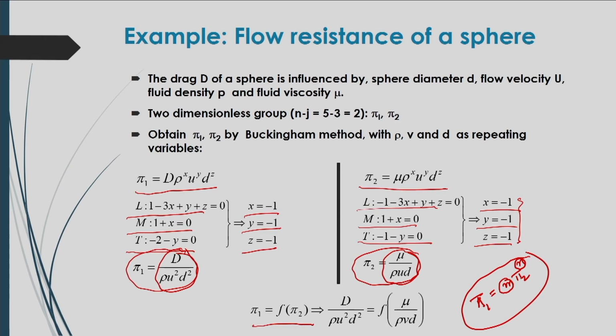Similarly, if you change those variables, pi 1 also will change. Similarly, pi 2 also will change if you change the viscosity, density, diameter of the column, or velocity. Accordingly, you will see how pi 1 changes based on pi 2. Then you will get an equation with pi 1 as a function of pi 2.